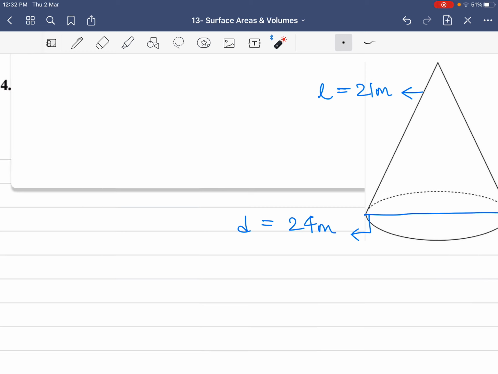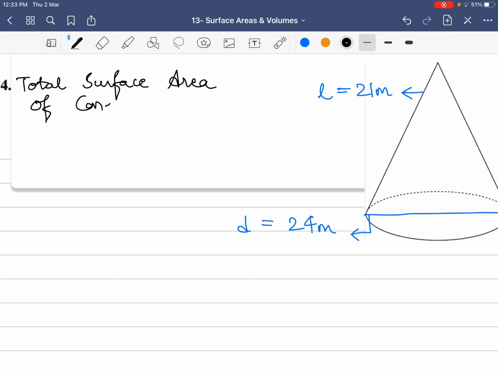So total surface area of the cone is equal to what? The formula is pi r square. What is pi r square? Pi r square will be the area of this circular base, plus the actual curved surface area, which is pi r l. This formula will give us the total surface area of the cone.